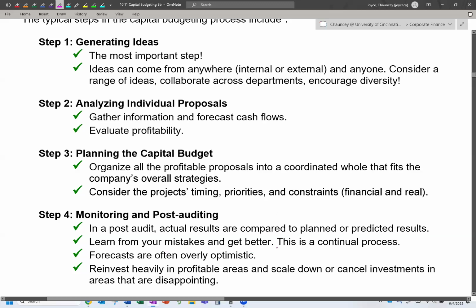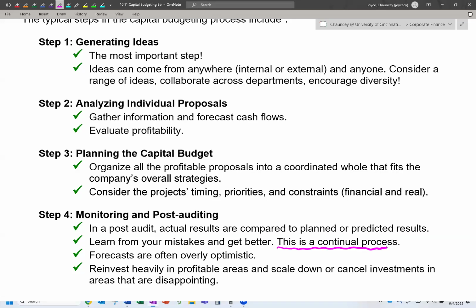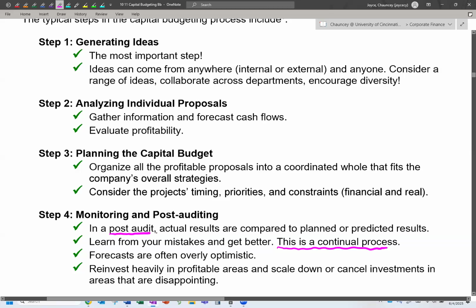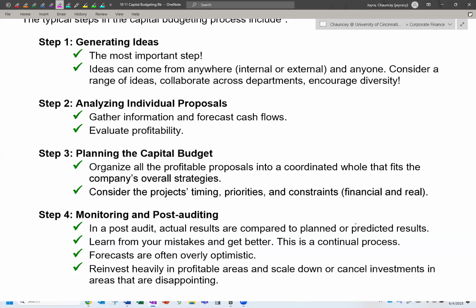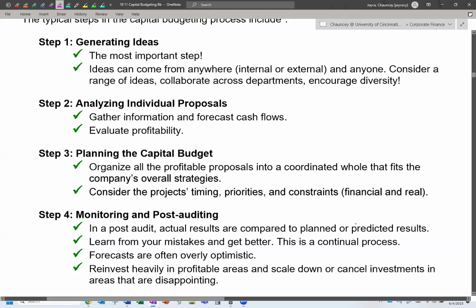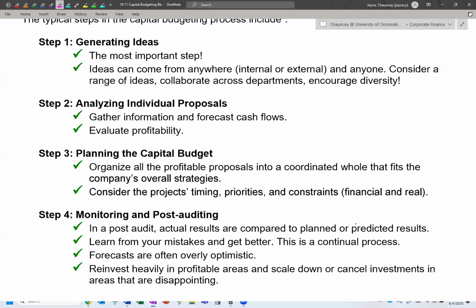This is a process, so the more you can learn from your mistakes, the less likely you are to repeat them. And the only way to do that is to have a successful post-audit. And you have to be very, very brutally honest with yourself and your team to do that. Typically, forecasts are overly optimistic. It's a common fallacy that people overestimate what they knew, and then when something bad happens, they attribute it to someone other than themselves, and then they don't learn from their own mistakes.